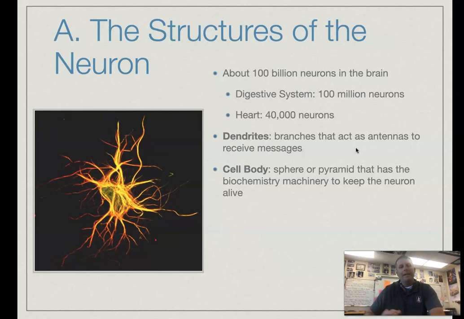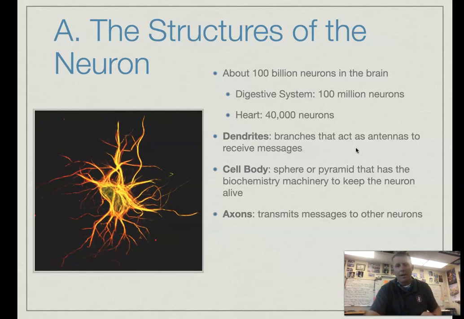The cell body is the sphere or the pyramid that is the biochemical machinery to keep the neuron alive, and you guys have all learned what the powerhouse of the cell is. Yeah, midichlorians, all that stuff, or whatever it is. I don't know. I didn't learn that. You did. Axons transmit the message, so they send the message out.